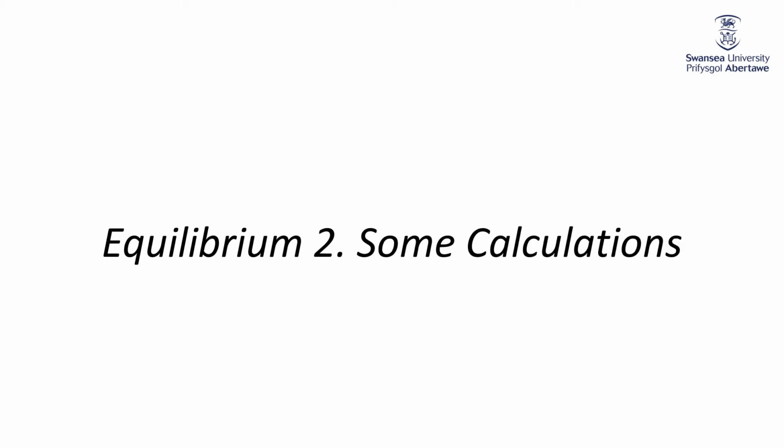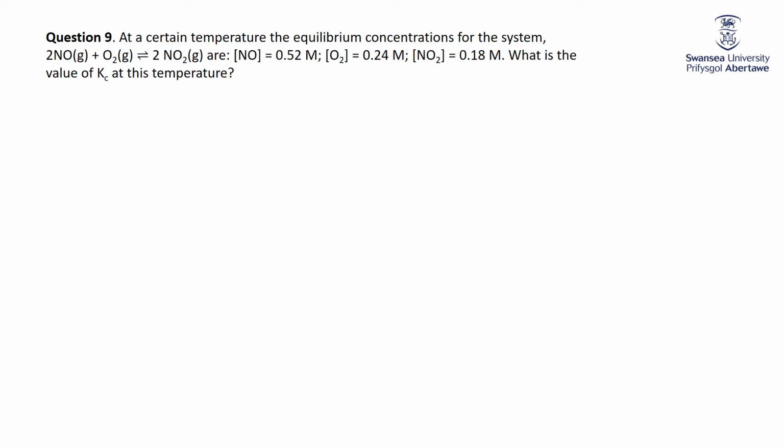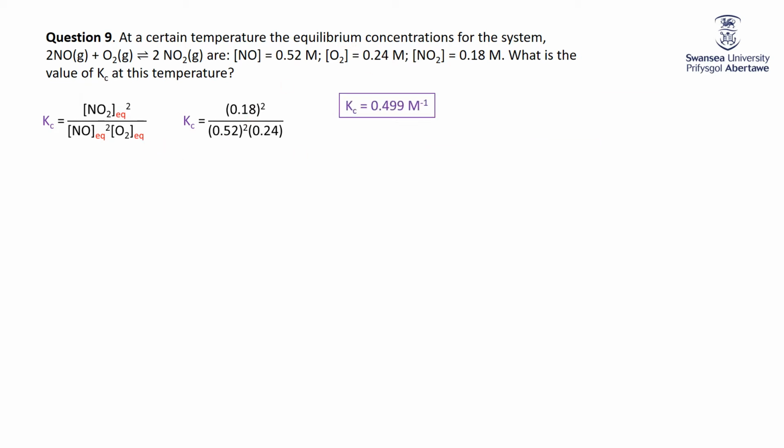Kind of whizzed through those first questions because they are just conceptual questions, but now we get on to calculations. Those always take longer. At a certain temperature, the equilibrium constant for this system, 2NO plus O2 goes to 2NO2. So let's write out the expression for Kc, because that's what we're asked for, and we're given all of the concentrations, but notice all of these concentrations are at equilibrium. So we just plug in: NO2 squared is 0.18 squared, NO is 0.52 squared, O2 is 0.24, and we get Kc of 0.499 per molar, being the units for that particular value of Kc.